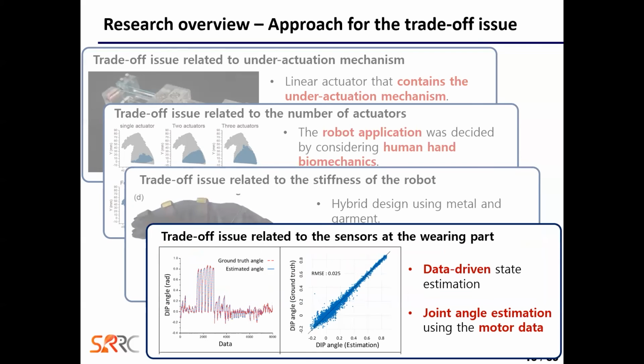And lastly, I aimed to estimate the joint angle of the wearer using the motor torque and displacement. Since there exist several uncertainties when I estimate the joint angle using the model-based method, as I explained in the previous slides, I used a data-driven method to estimate the joint angle. By estimating the joint angle without any sensors at the glove, it was possible to sustain the robot system compact and simple by using this method.